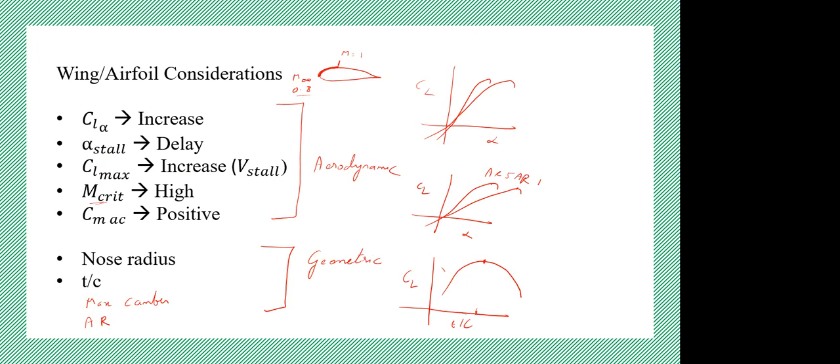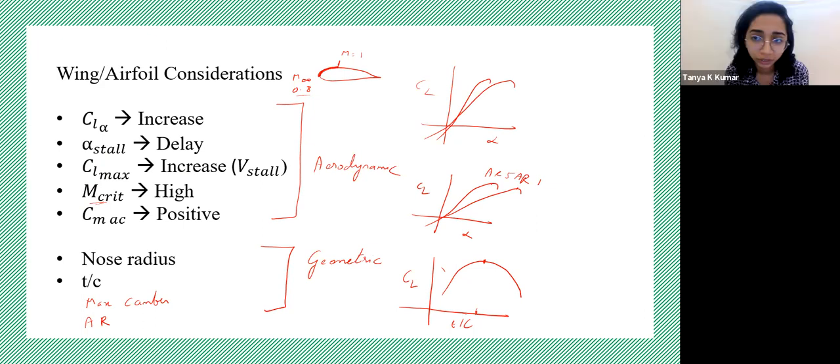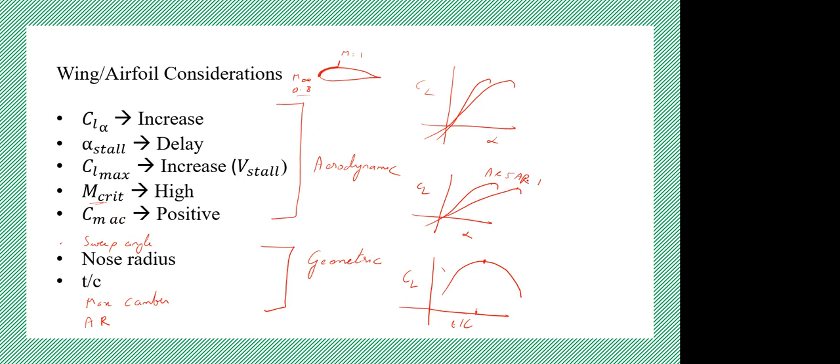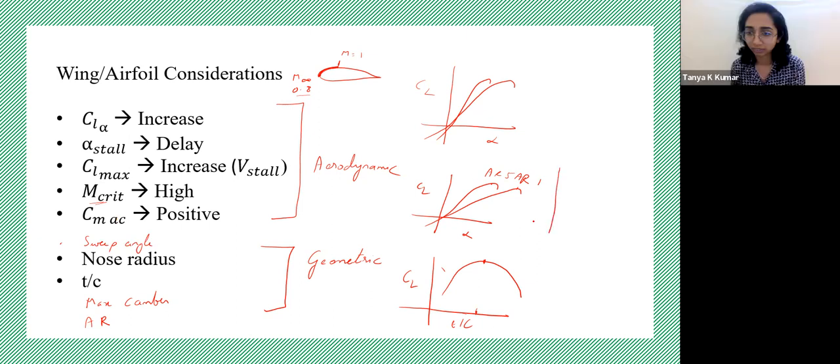Sweep back. Sorry, I didn't hear you. Sweep back. Sweep back is another geometric parameter. Sweep angle, okay. Yes. Another parameter here is thickness to chord ratio, correct? Yes, ma'am. Thin airfoil. So you have a graph that goes like this. And this is T by C. And this is M critical.